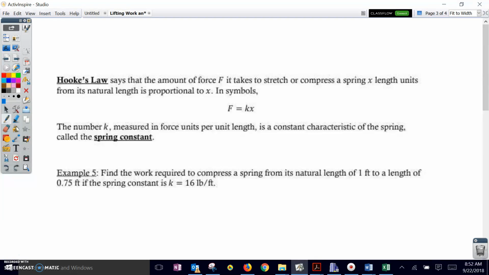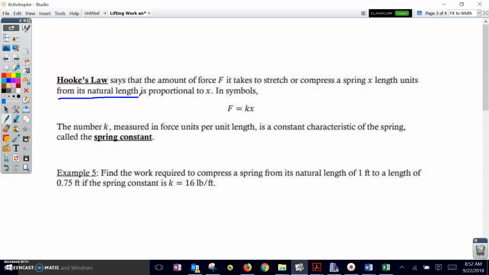Hooke's law says that the amount of force F that it takes to stretch or compress a spring x length units from its natural length, notice that's a key phrase, from its natural length, is proportional to x. So the force that's required is entirely dependent on how much we either stretch or compress the spring from its natural length. The number k is a spring constant, and it's a constant that's characteristic of each individual spring. So, thicker springs require more force to stretch or compress than a thinner, lighter gauge spring.